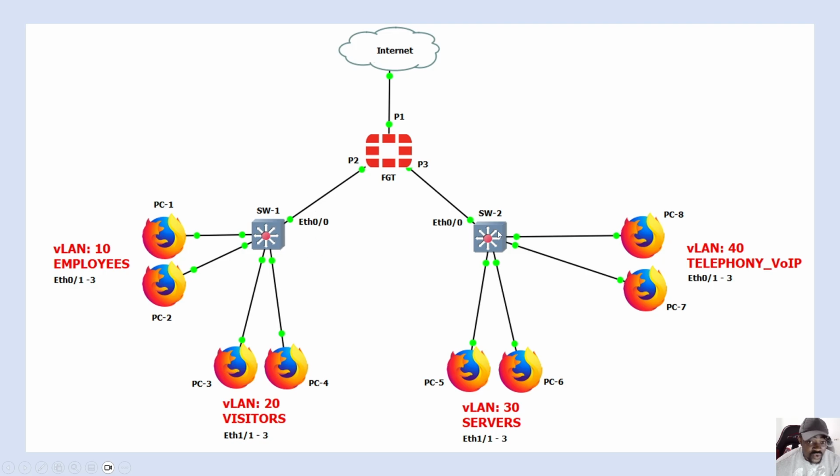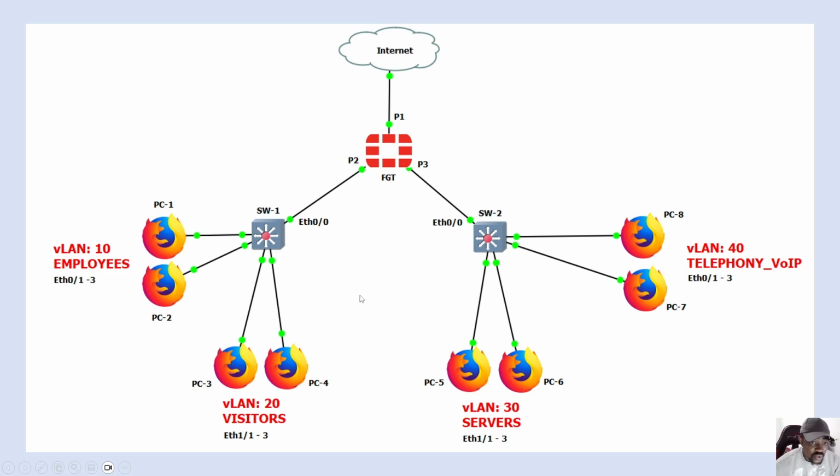Then here we have 2 Cisco switches. On each switch we are going to create 2 VLANs. Here we have VLAN 10 for employees and VLAN 20 for visitors. Then on the other switch we have VLAN 30 for servers and VLAN 40 for telephony and voice over IP.